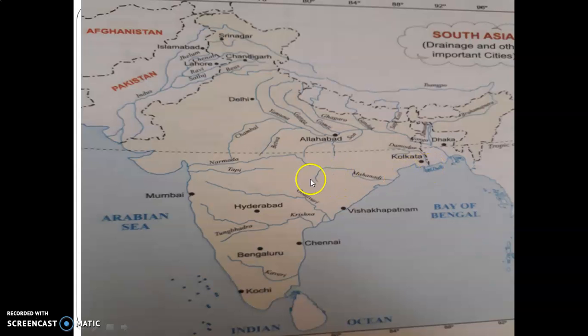So next rivers toward the peninsular plateau, these are seasonal rivers: Narmada, Tapi, Mahanadi, Godavari, Krishna. Important tributary of Krishna is Tungabhadra, and then Kaveri. So these are the important rivers of India.